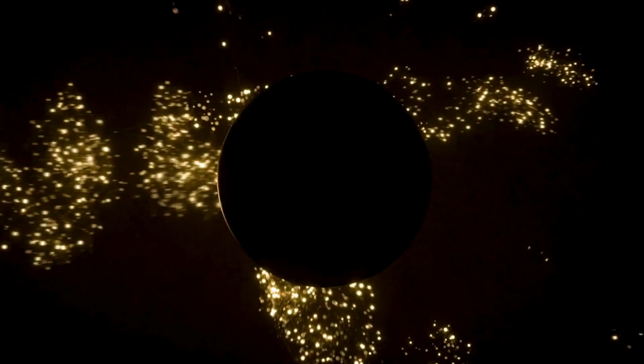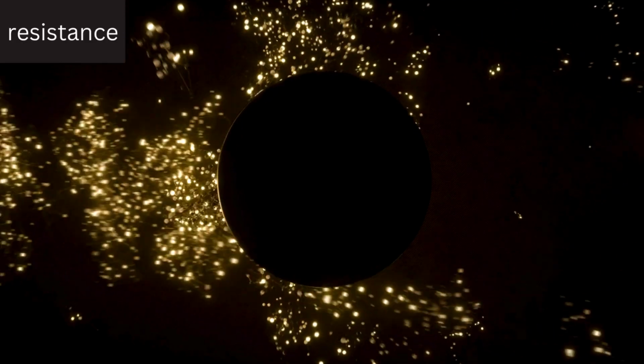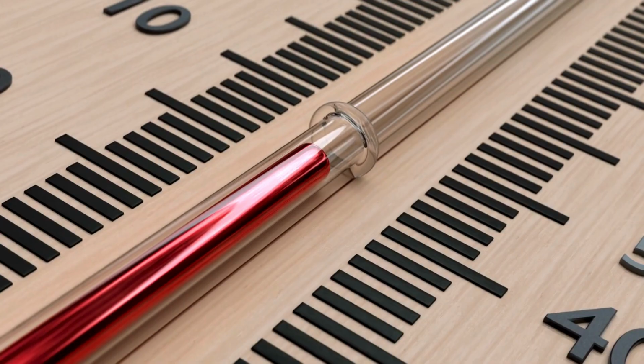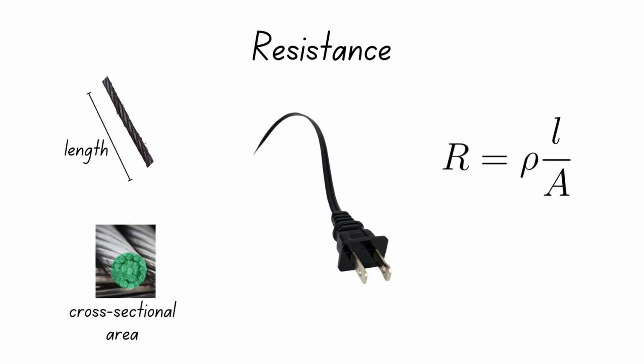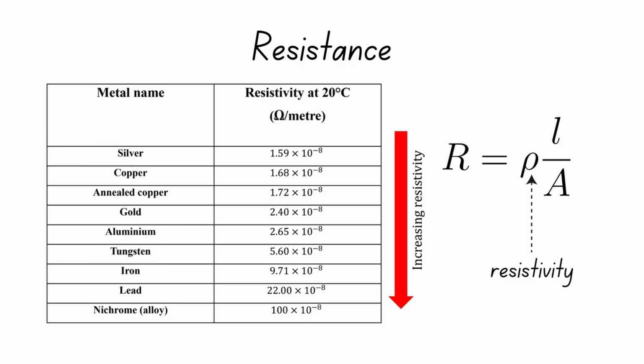The loss of kinetic energy of electrons as they collide with ions in the lattice is called resistance of a metal. This energy manifests as heat in the metal, causing an increase in its temperature. The resistance of a conductor increases with length and decreases with increase in cross-sectional area. This constant is called the resistivity of a conductor and is different for each material.